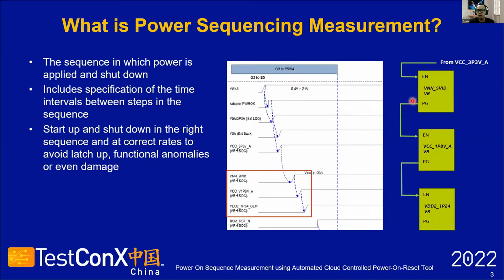I give a high level example over here. Each and every block in the diagram represents a voltage regulator. The voltage regulator is enabled by the enable signal from the previous voltage regulator. And then the voltage regulator, for example the VNN SVID here, generates the power signal to enable another set of voltage regulators. That's how the process goes, and that's what we call the power sequence. If, for example, the VGC 1.8 volt voltage regulator goes up first before the SV, that means it's ready too early against the requirement, so we need to look through the design and try to find a workaround on how to fix that.